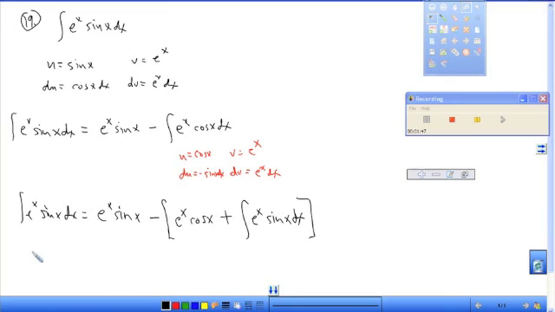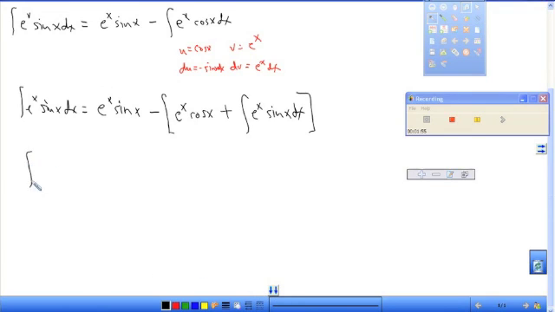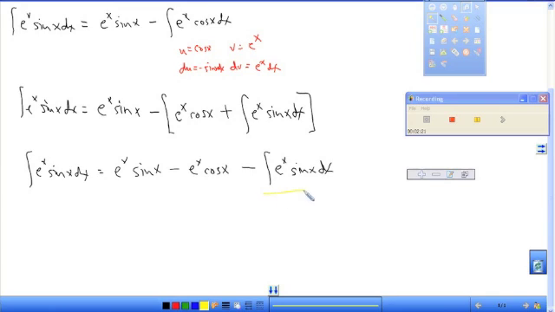I can then distribute that subtraction sign into the bracket, and I'll get my original problem, which is the integral of e to the x sine x dx equals e to the x sine x, minus e to the x cosine x, and then minus the integral of e to the x sine x dx. Once I get what I originally started with, the problem from here simply becomes an algebra problem, where I just need to solve for this integral of e to the x sine x dx.